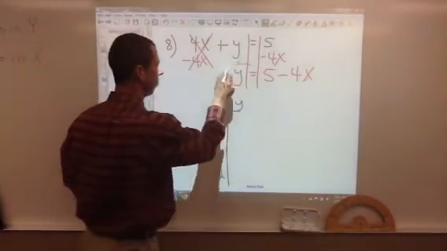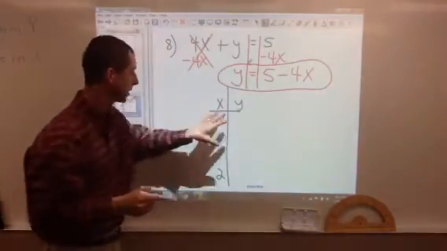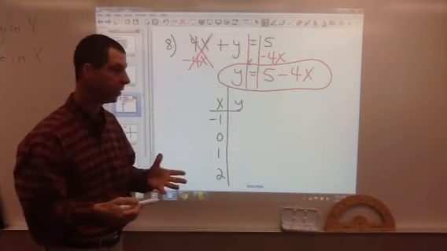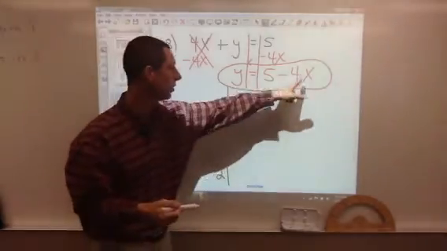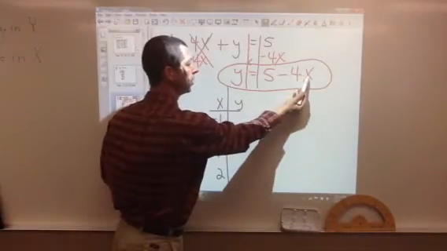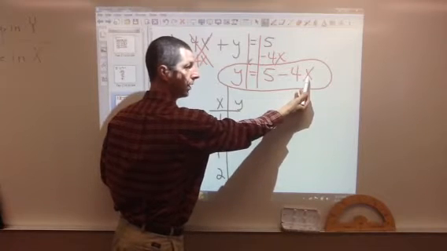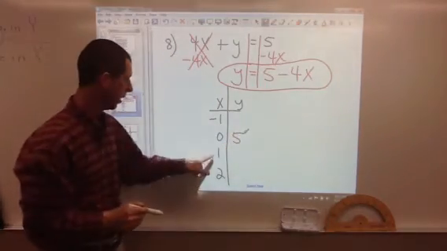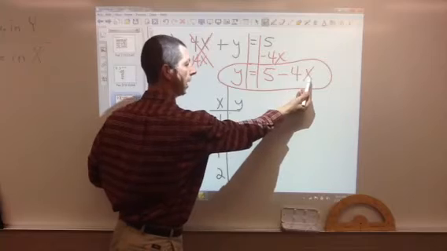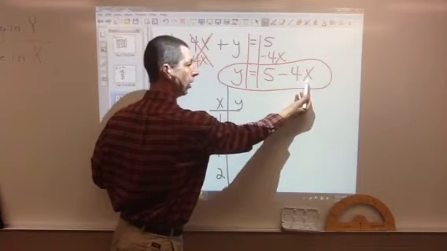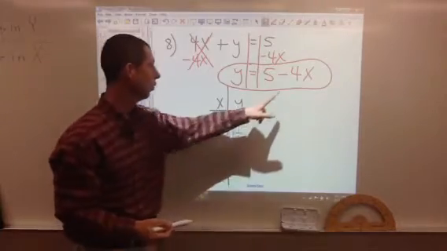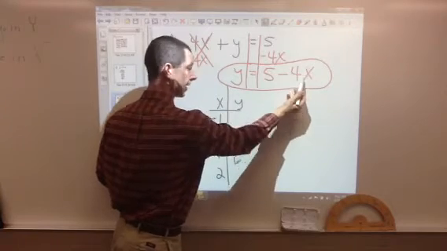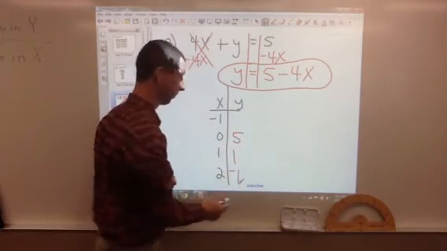So now we're going to use this form right here to help us fill in our table here. Okay, to be a little easier. Still tough, but much easier. Okay, so we're going to start with 0, put it in here. So if I put 0 in for x, 4 times 0 is 0. 5 minus 0 is 5. So I get 5 here. Now I'm going to take 1 and put it in. 4 times 1 is 4. 5 minus 4 is 1. Now I'm going to take 2 and put it in here. 4 times 2 is 6. 5 minus 6 is -1.